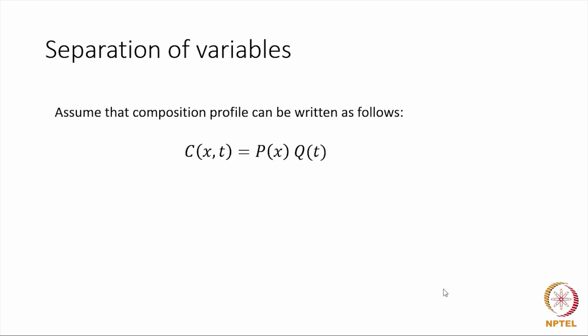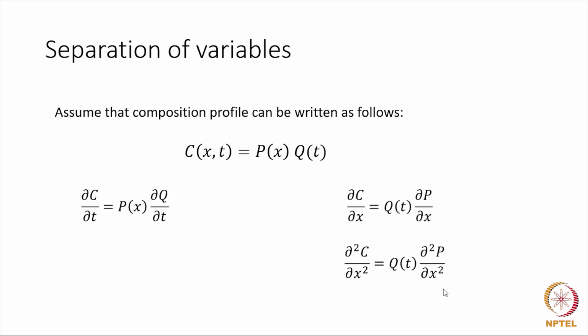So we assume that the final solution of composition C is written as P times Q, where P is a function of X only and Q is a function of time only, which means that when we substitute that into the differential equation, we can inspect how the terms would look. So the left hand term, ∂C/∂T, would give you P of X into ∂Q/∂T, and on the right hand side ∂C/∂X will give you Q of T into ∂P/∂X, and ∂²C/∂X² is equal to Q of T into ∂²P/∂X².